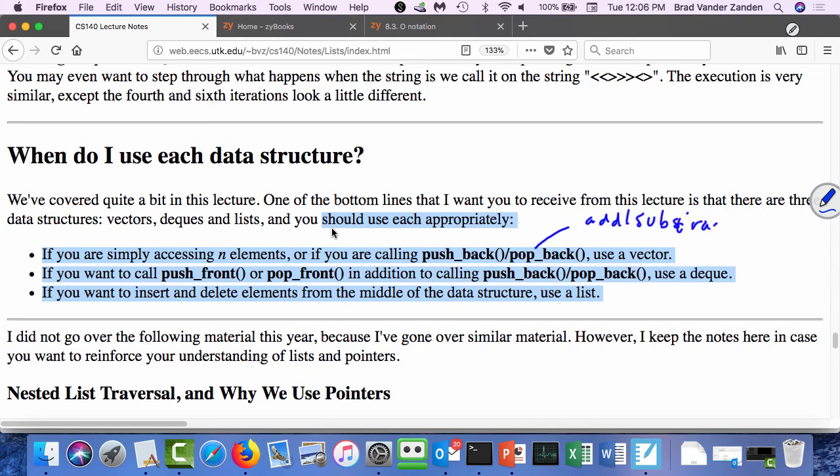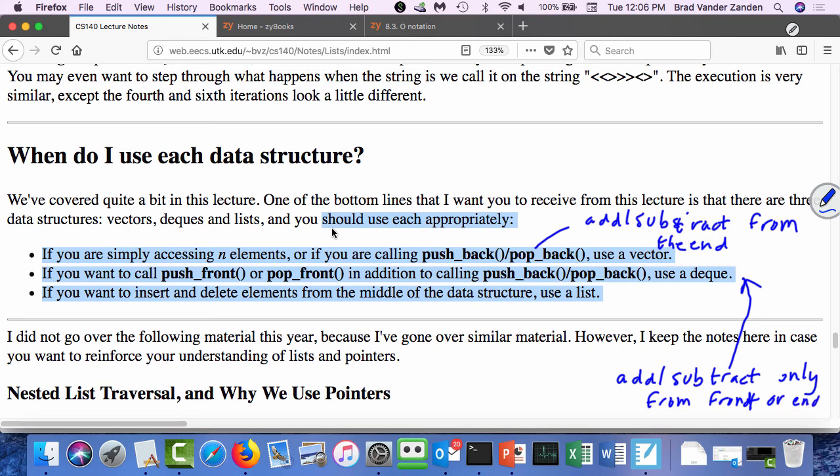So you use a vector when you add and subtract only from the end. You use a double-ended queue if you add or subtract only from the front or end. And does anyone remember what that type of queue resembles in real life?